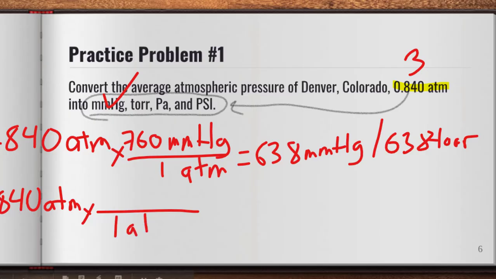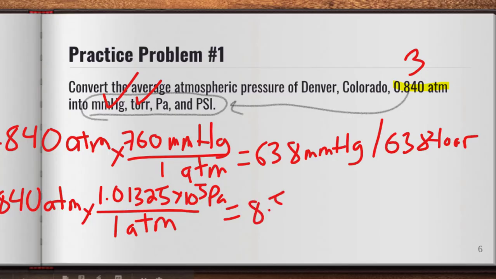Again, atmosphere goes in the bottom of the next step. We're going to convert that now to pascals. Pascals, 1.01325 times 10 to the fifth. And the same idea here. Plug into my calculator and solve. Make sure we use correct significant figures here. So what we end up with, 8.51 times 10 to the fourth Pascal.